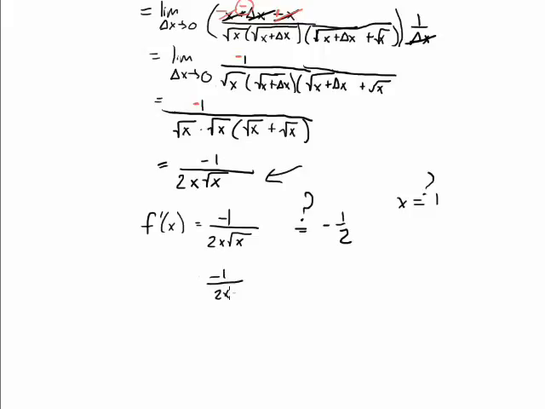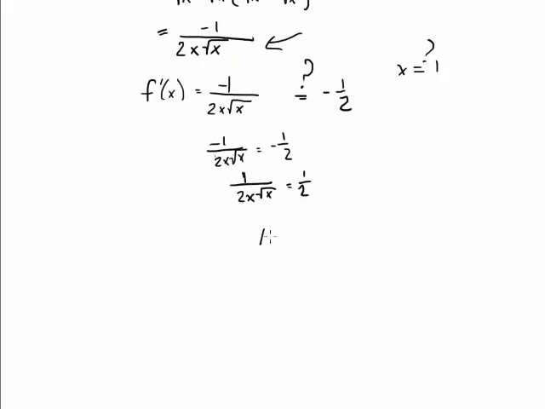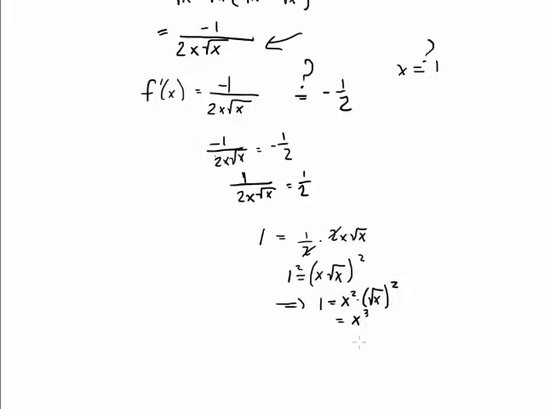2x square root of x equal to negative 1/2. We'll multiply both sides by a negative, make things positive a little bit easier on us, equals 1/2. And now we'll multiply both sides by 2x square root of x, so that becomes 1 equals 1/2 times 2x square root of x. The 2's cancel here, so I get 1 equals x times the square root of x. I can square both sides, so this gives us 1 equals x squared times the square root of x squared, which is equal to x cubed. And x cubed equals 1 at 1 or negative 1. But negative 1 is outside the domain of our function.